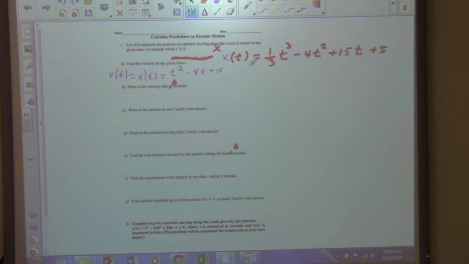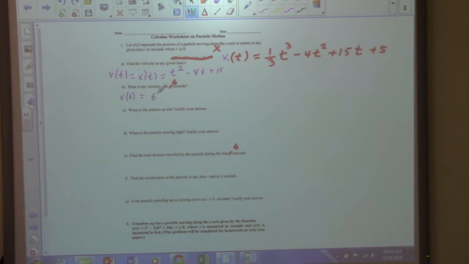Okay, then it asks what is velocity after 6 seconds? I didn't know that one was changed to 6. So v of 6. Let's go ahead and plug that in here.